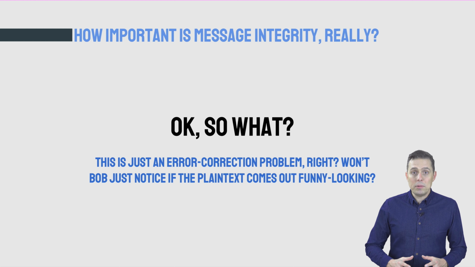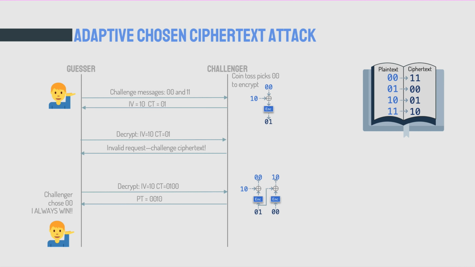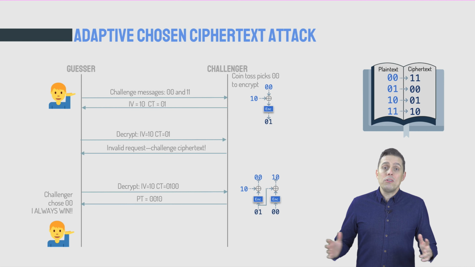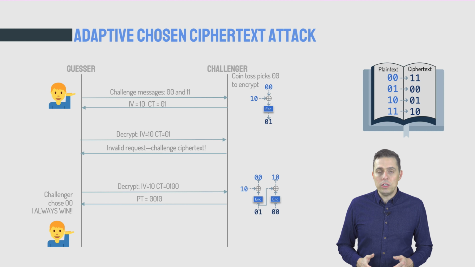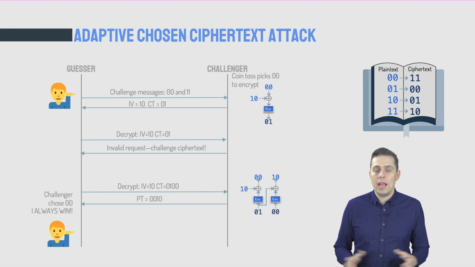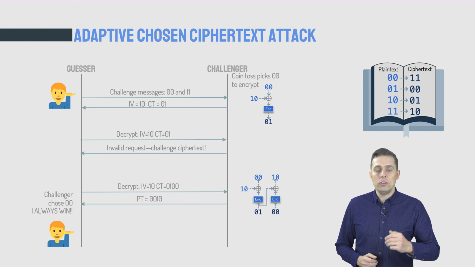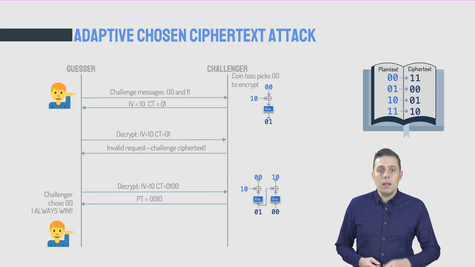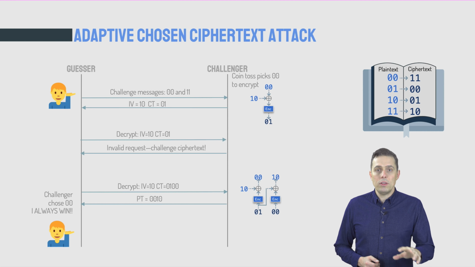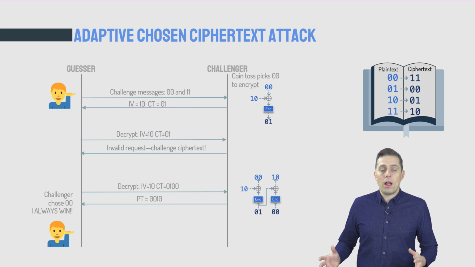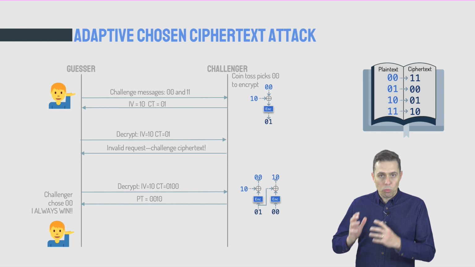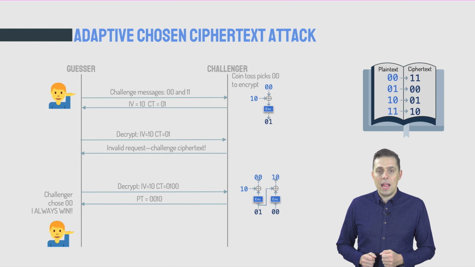Let's look at the adaptive chosen ciphertext attack, the CCA2 game. As it turns out, if there's no message integrity, we can win the CCA2 game. Recall, in the CCA2 game, the guesser picks two messages, any two messages they'd like, and they submit them to the challenger. The challenger flips a coin. The outcome of that coin toss selects one of the two messages to encrypt. Now, if the challenger is using a block cipher in cipher block chaining mode, they would pick a random initialization vector and send the ciphertext and IV back to the guesser.